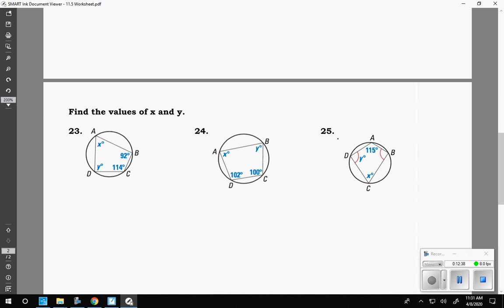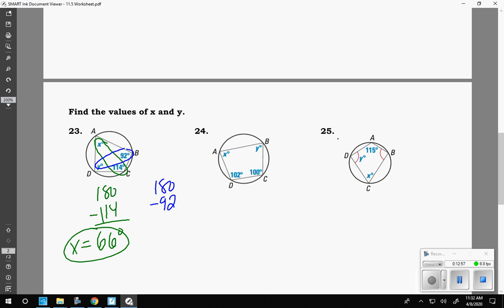So number 23, these are like the last 3 examples on the notes. We know that opposite angles add up to 180. So 180 minus 114 is 66 degrees for x. And then we have opposite angles y and 92. So 180 minus 92 degrees means that y equals 88 degrees. And that's what you're going to do for 24 and 25.